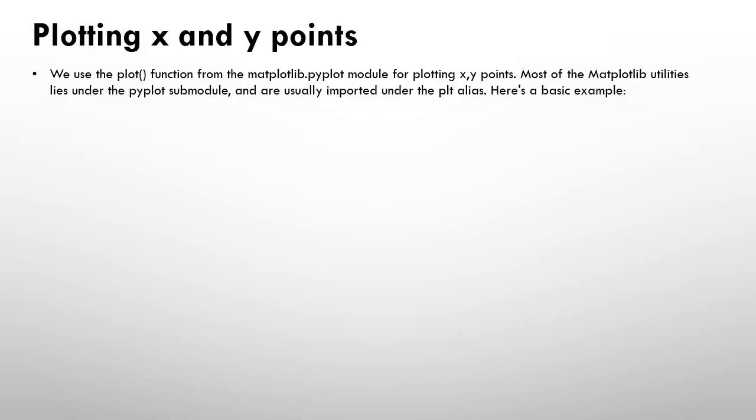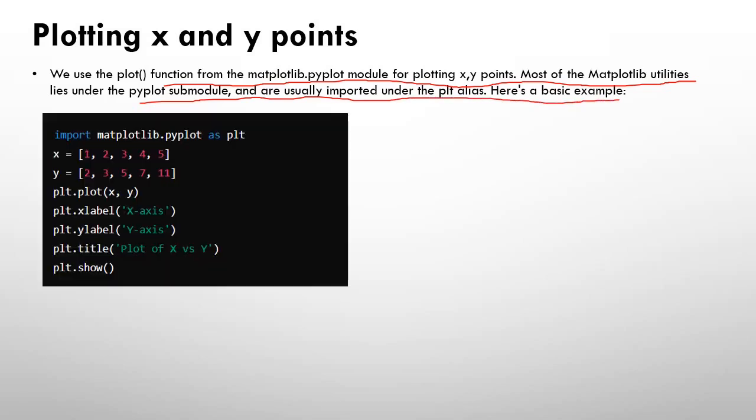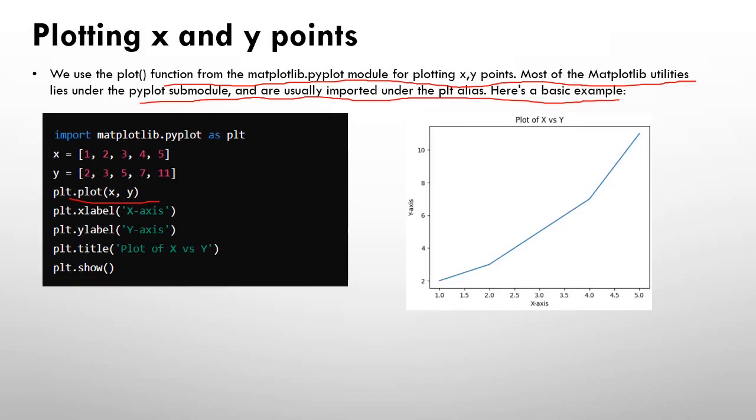Plotting X and Y points. We use the plot function from the Matplotlib pyplot module for plotting XY points. Most of the Matplotlib utilities lie under the pyplot submodule and are usually imported under the plt alias. Here's a basic example. So, using the matplotlib.pyplot submodule, we can plot XY points. First, we create two lists of X and Y points, and then we use the plot function to plot these points. On executing this code, this is the result that we will get on our screen.